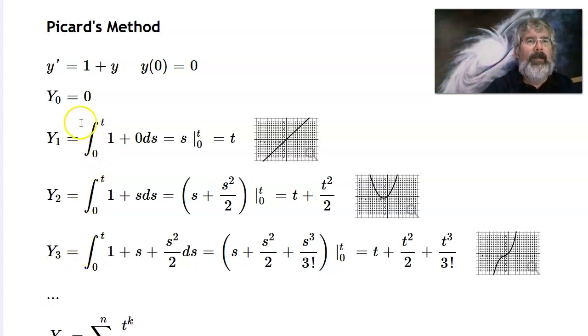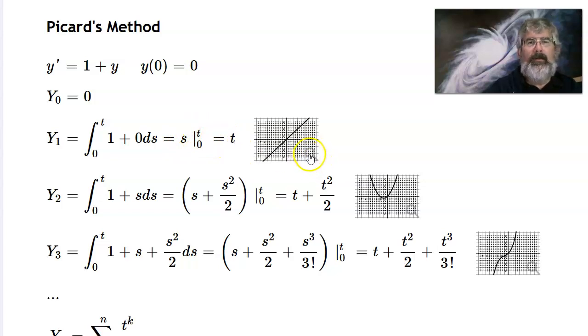So here we go. The process always starts in the same place. You start with the guess of y equal to 0, and then you plug it in here and integrate with respect to s. So I plug it in there. I get the integral from 0 to t of 1 plus 0 ds, and that is just s evaluated between 0 and t, which becomes t.